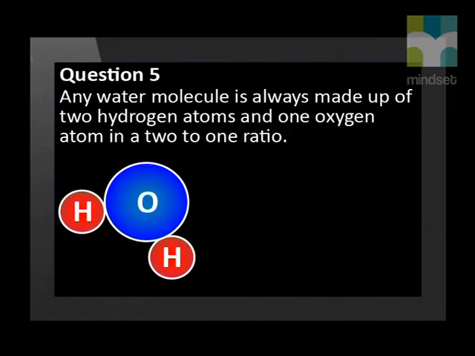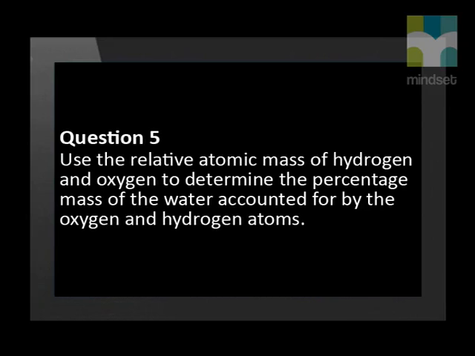Any water molecule is always made up of 2 hydrogen atoms and 1 oxygen atom in a 2-to-1 ratio. Use the relative atomic mass of hydrogen and oxygen to determine the percentage mass of the water accounted for by the oxygen and hydrogen atoms.